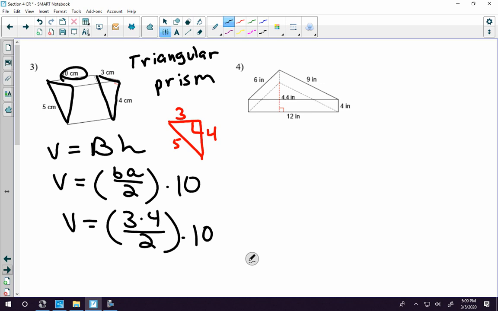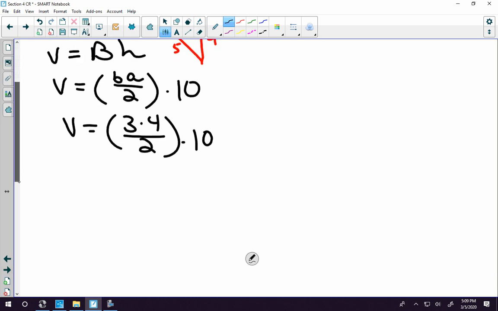I want to point out that often students will use the 5 as the base or the height of the triangle. I want to remind you, to find the area of a triangle, the base and the height will always be the two segments that are perpendicular to each other. So the 3 and the 4 segments are perpendicular, and that's why they're the base and the height of the triangle. So we're stacking triangles.